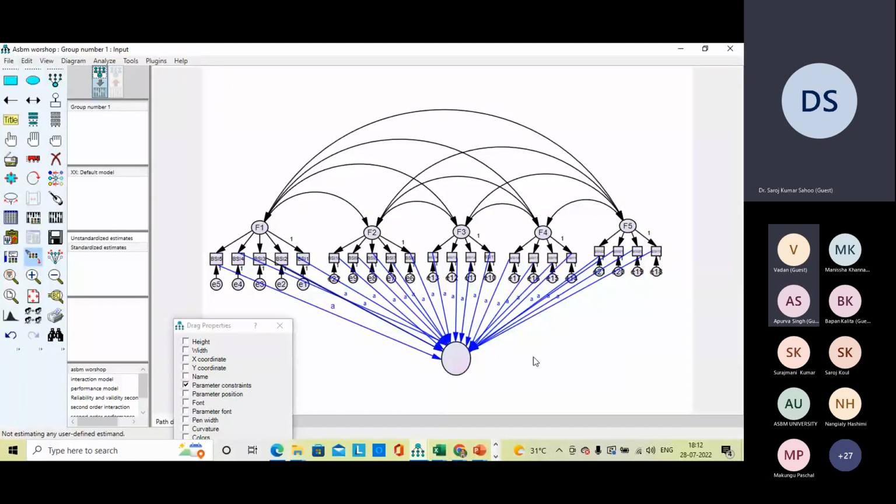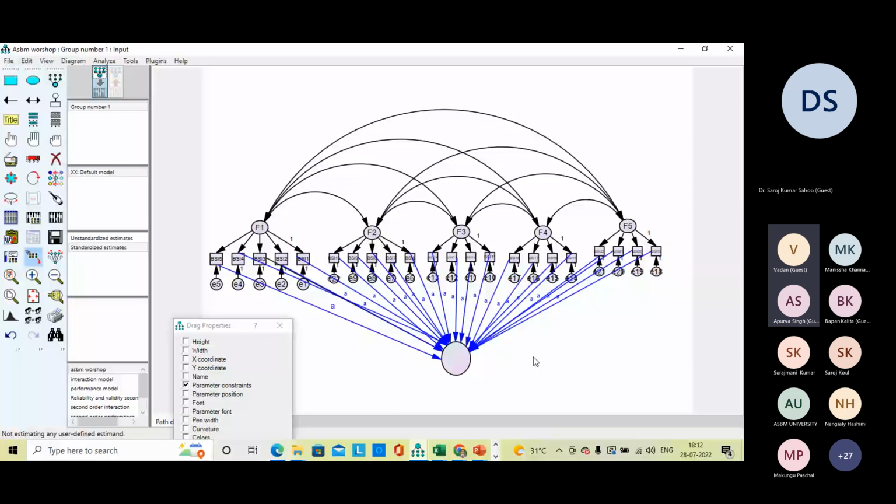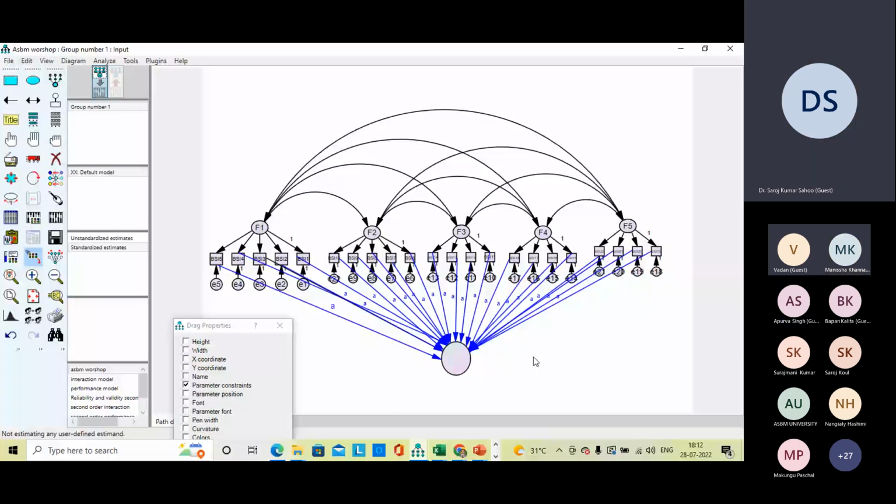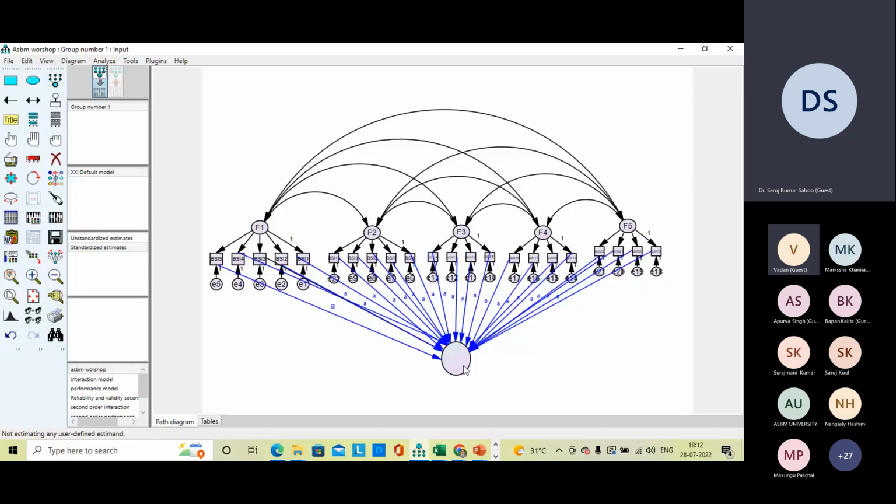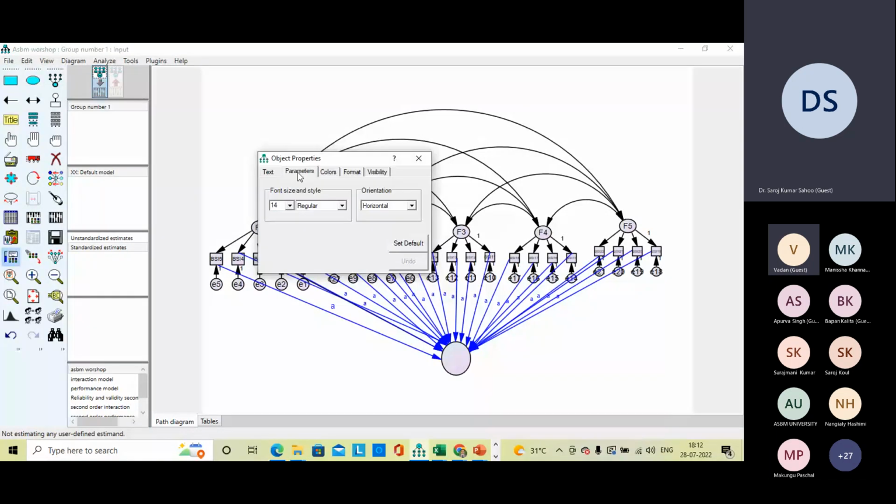Are you following me or not? Yes, sir. Every variable has been constrained by A. So this is the step. What is the next step? The next step is I need to constrain this latent variable by 1. So set the latent variable to 1, because it is a single factor.